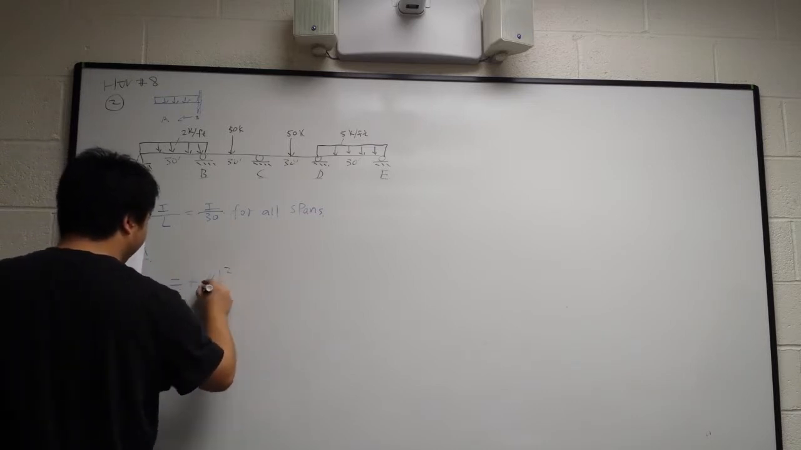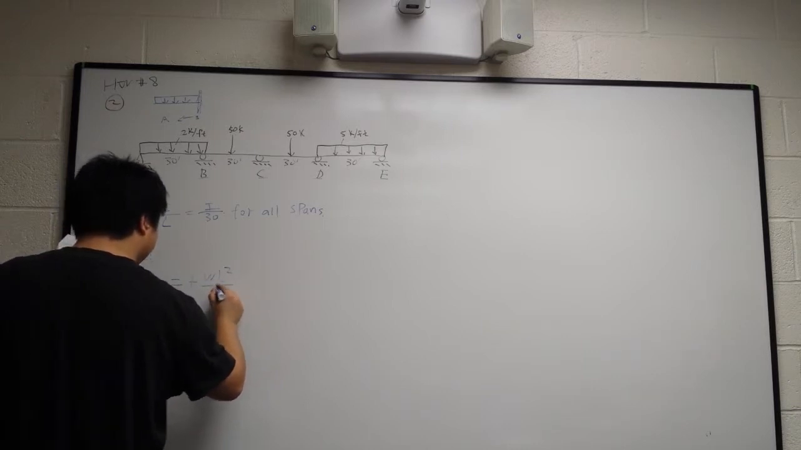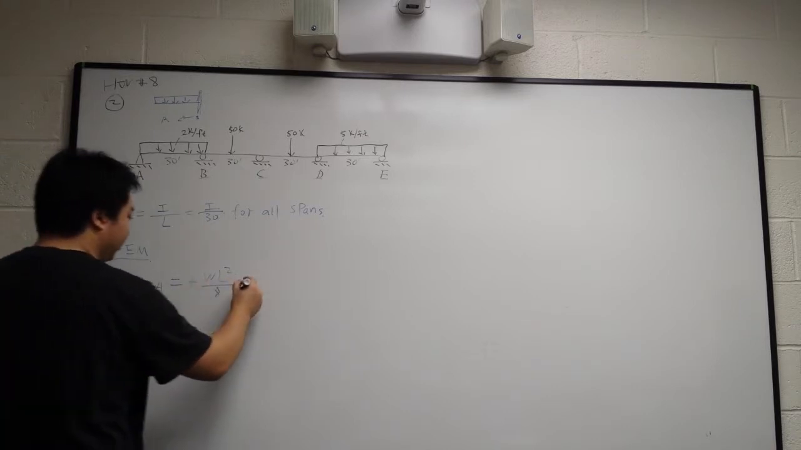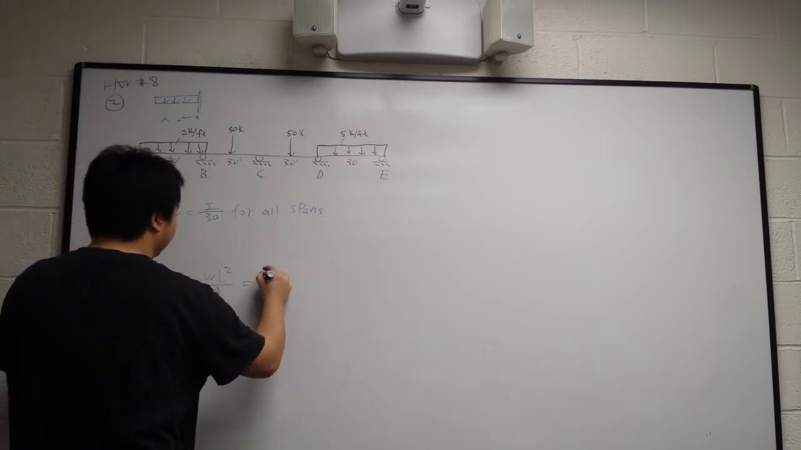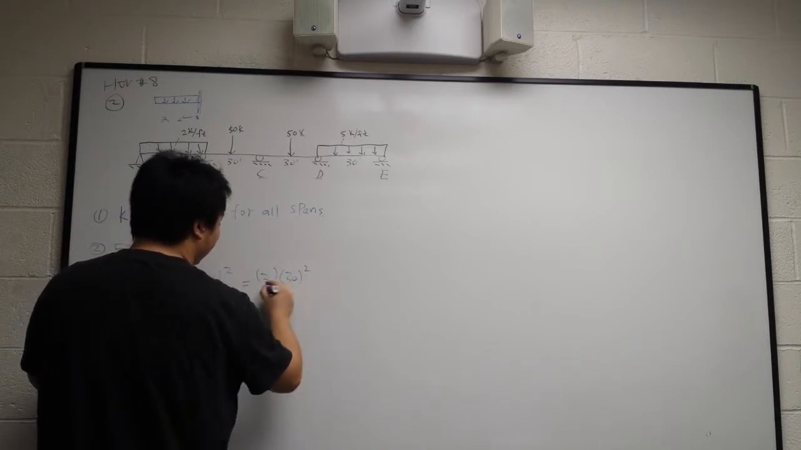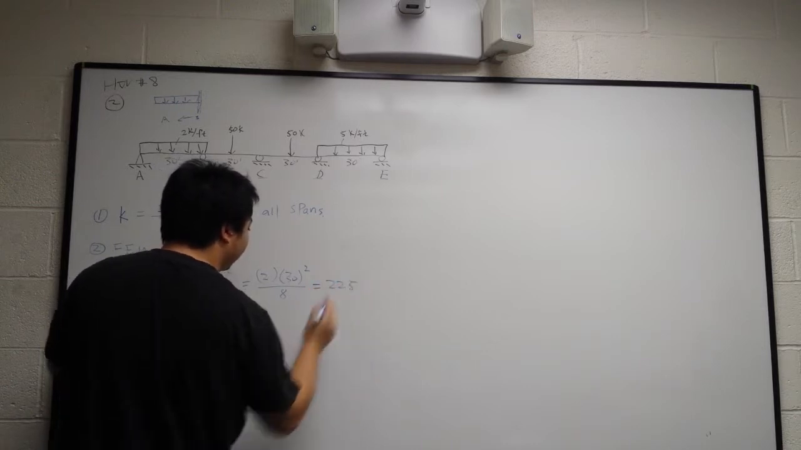W L squared over 8. So you use that equation and you put in your number. W is 2, L is 30, squared, over 8. You're going to get 225.